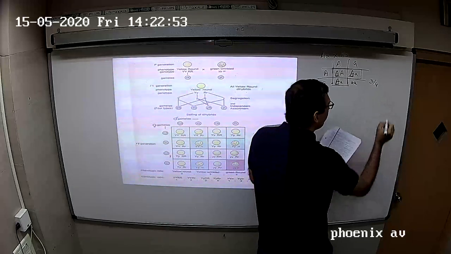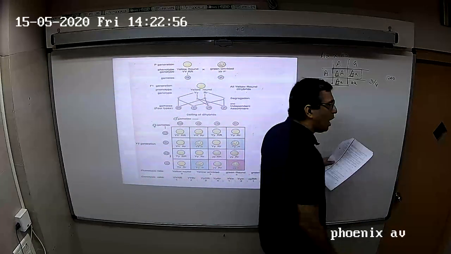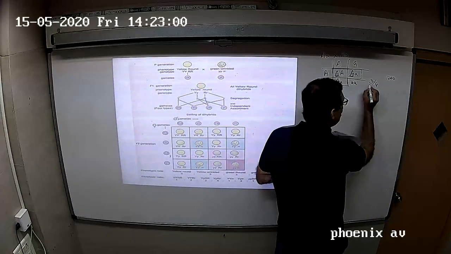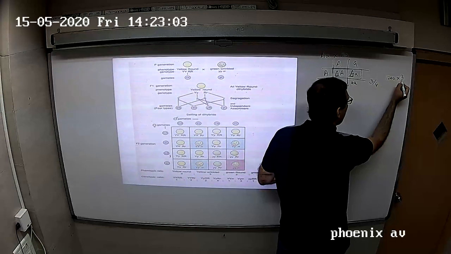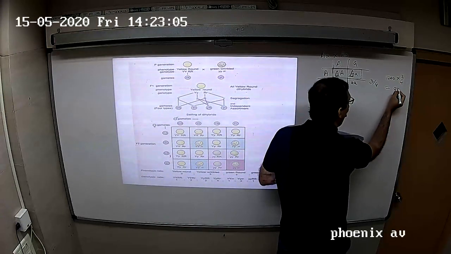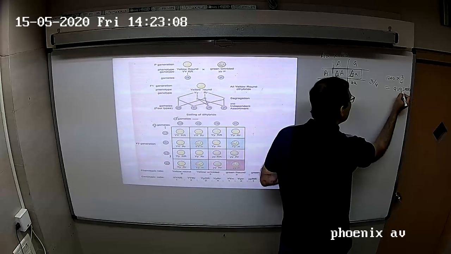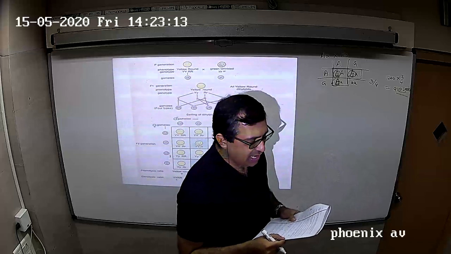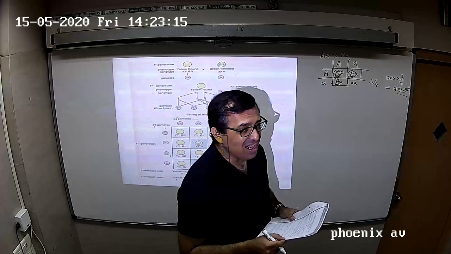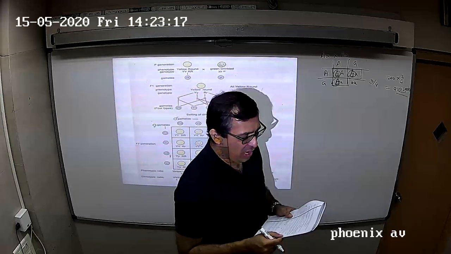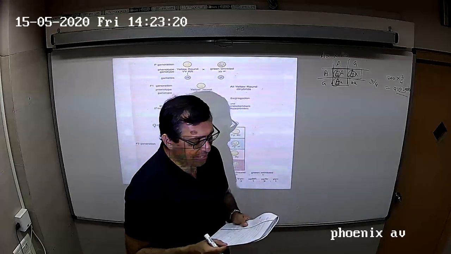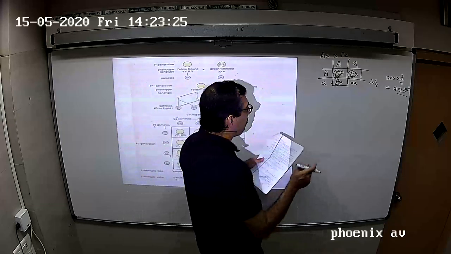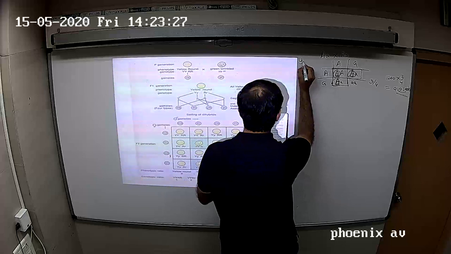So they have asked, 1200 seeds are germinated. How many will have dominant gene? So 1200 into 3 upon 4 will be a total of 900 seeds will have the capital A gene. So how many seedlings will have dominant gene? 900 out of 1200.